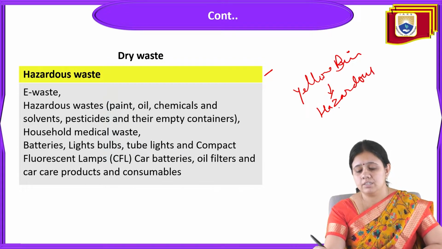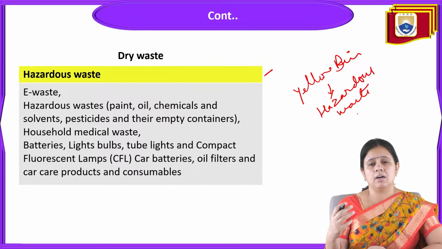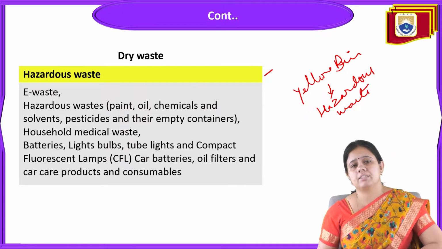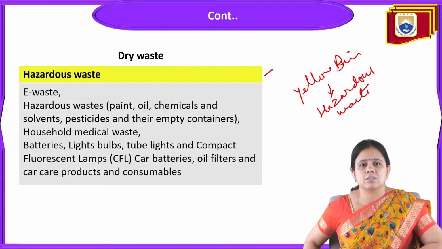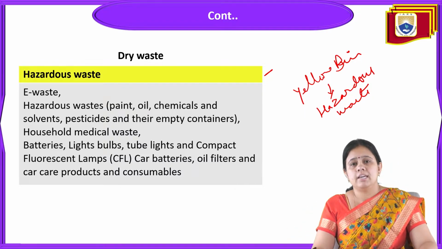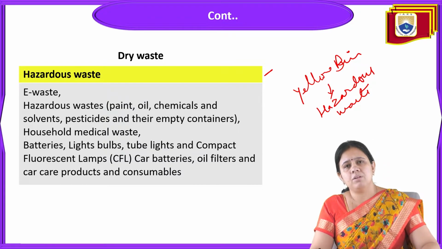I have already discussed this hazardous waste, like waste that has the characteristics of very high ignitability, toxicity, or infectiousness, or very high leaching characteristics. So this type of waste is categorized under hazardous waste, and it can be collected in the yellow bins. Yellow bins are used to collect this type of waste, and we'll see examples of this hazardous waste.